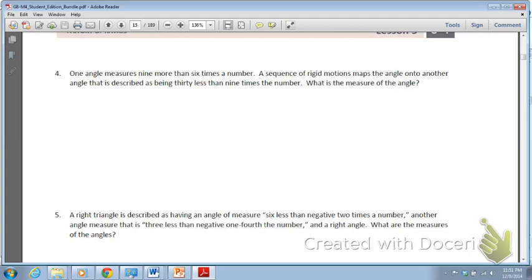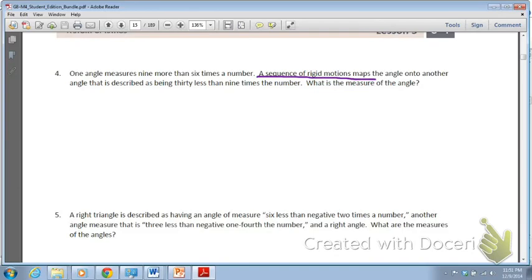Okay, in exercise 4, one angle measures 9 more than 6 times a number. A sequence of rigid motions maps that angle onto another angle that is described as being 30 less than 9 times the number. What is the measure of the angle? Okay, so one thing we know is that these angles are congruent, right? Because this clue right here, a sequence of rigid motions maps the angle onto another angle. So rigid motions would be for congruent angles.